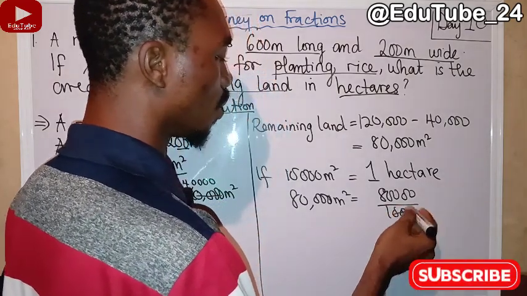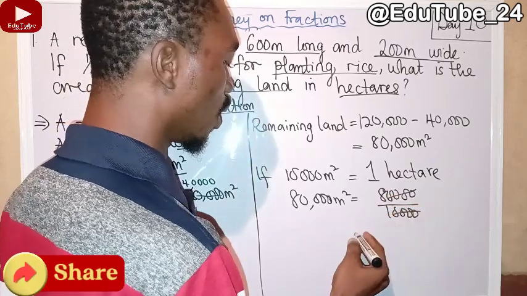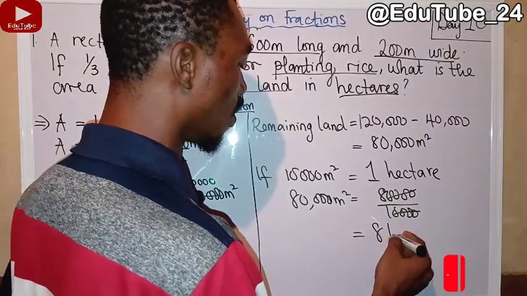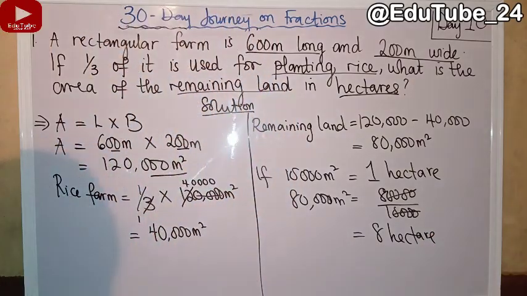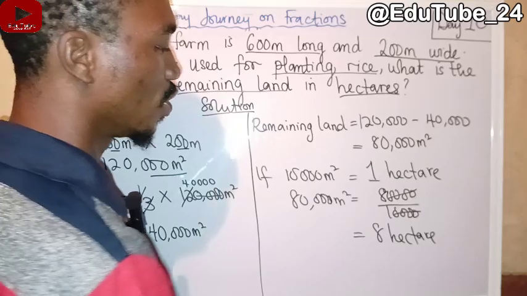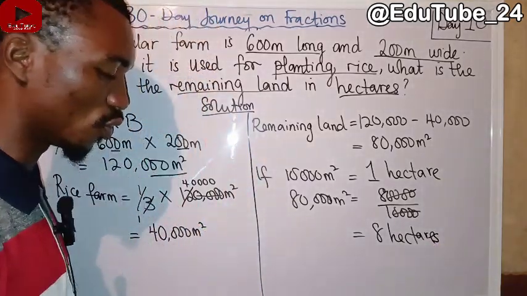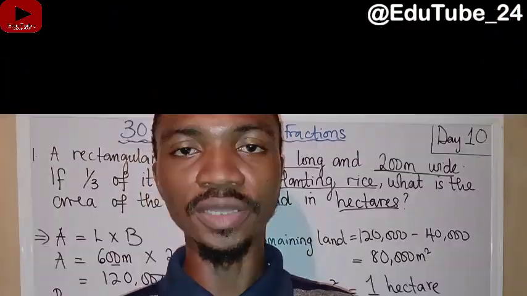So the 4 zeros behind 10,000 will cancel the 4 zeros behind 80. And then our final answer is going to be 8 hectares. So the area of the remaining farmland, or the area of the remaining land in hectares, is 8 hectares. And that is it about question number 1. So let's proceed to question number 2 for the day.